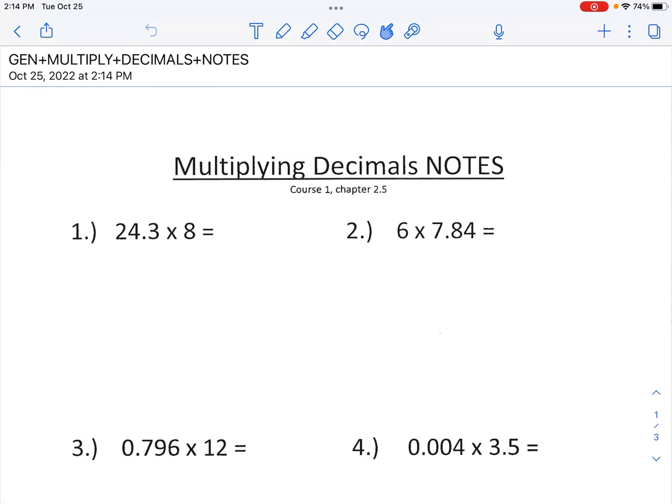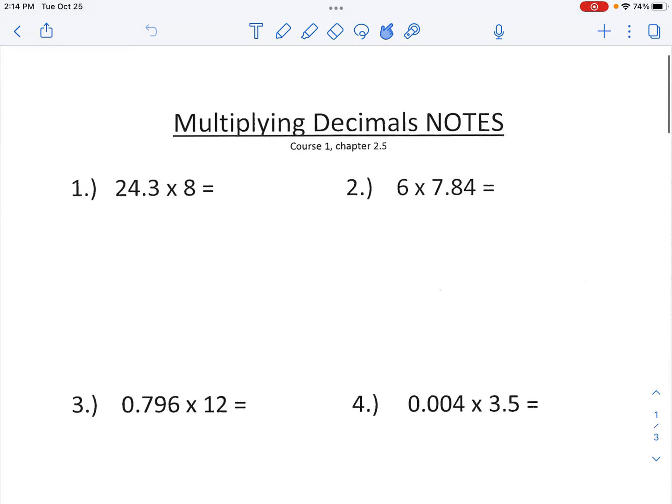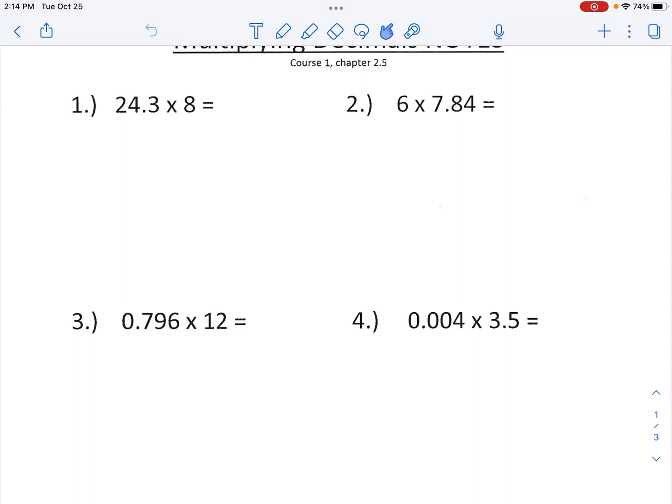Good morning, everyone. All right, so today we are going to start multiplying decimals. Multiplying decimals is exactly like multiplying whole numbers, except at the very end of the problem, you need to figure out where the decimal is going to go. So, number 1, 24 3/10 times 8.